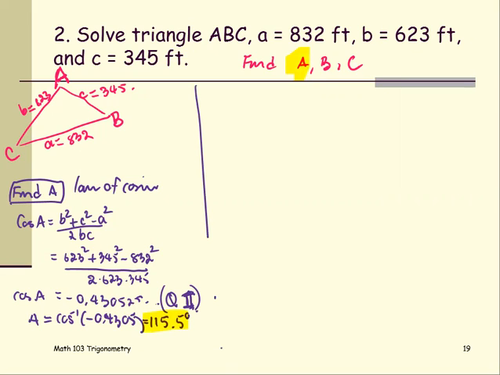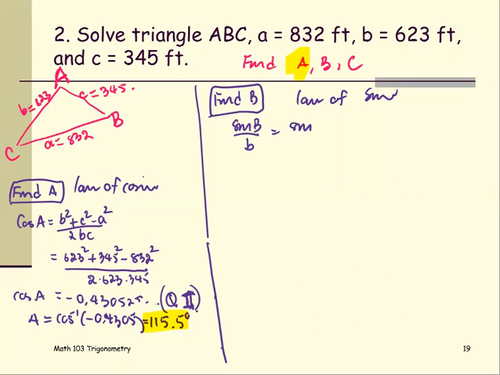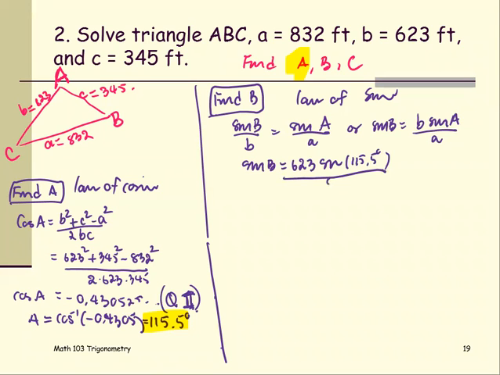Next, we're going to find angle B using the law of sines. Sine B over b equals sine A over a, so sine B equals b times sine A, all divided by a. Putting the numbers together, sine B equals 623 multiplied by sine of 115.5 degrees, all divided by 832. And we get 0.675854 and so forth.